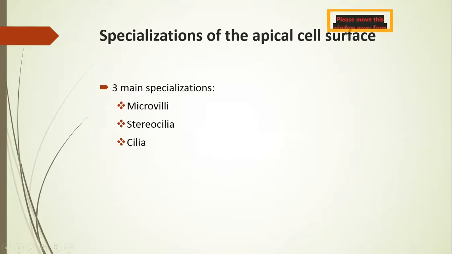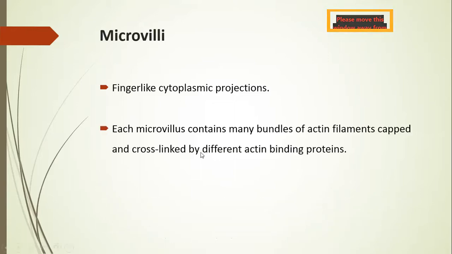Specializations of the apical cell surface include three main specializations: microvilli, stereocilia, and cilia. The microvilli are finger-like cytoplasmic projections, and each microvillus contains many bundles of actin filaments, capped and cross-linked by different actin-binding proteins.